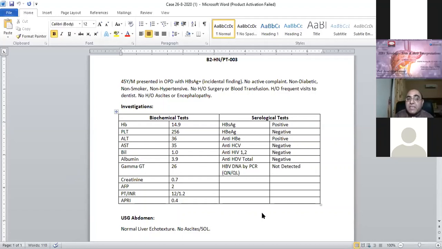That said, the patient has got HBs antigen positive as a chance finding and no clinical features of acute hepatitis like here. So what I said is that we will do ALT, we will do the APRI and FIB-4 and ultrasound. You see here, the ALT is normal, that is 36. The APRI is less than 0.4. I said if it is less than 1 or 0.5, it's okay. And the ultrasound is also normal ecotexture, no ascites, no SOL.